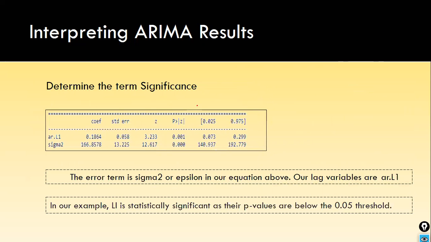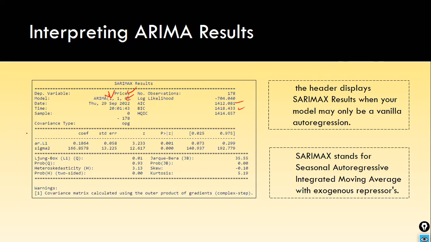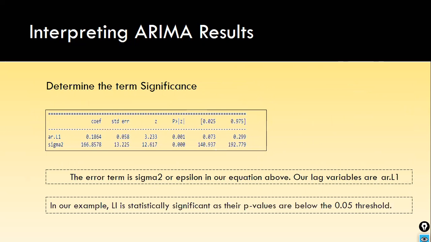So the same thing here. I just split this part separately. We can see the error term in sigma. This is nothing but the error term. Sigma 2 is an error term. Our lag variable is L1. In our example, the L1 is statistically significant, as the p-values are below alpha. Hence, if you include this in your model, it makes sense.